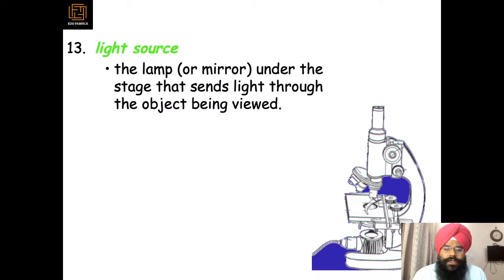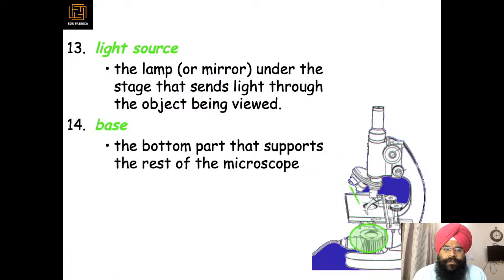So light source, there should be a light source from the bottom, that is the lamp under the stage that sends light towards the object being viewed. And that is the base that supports the rest of your microscope.